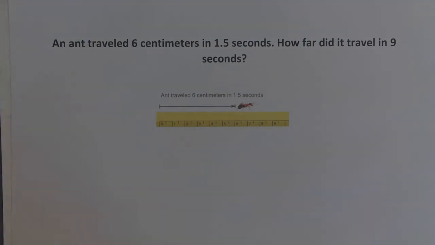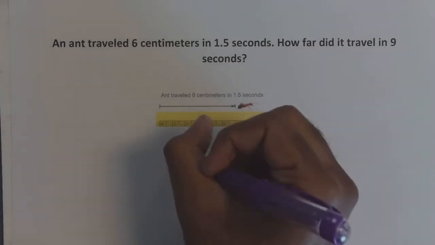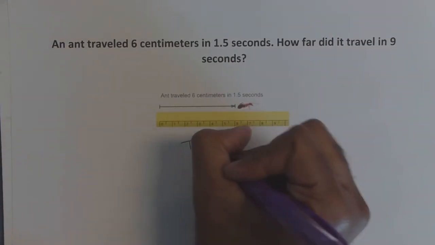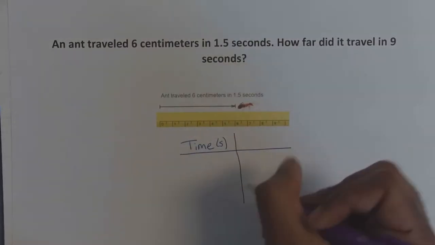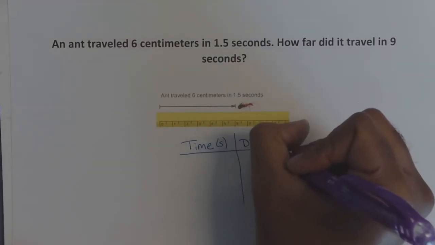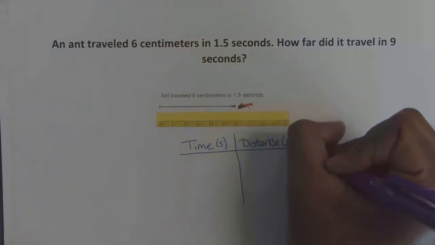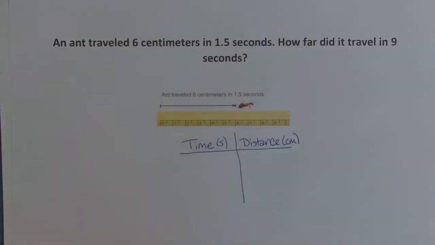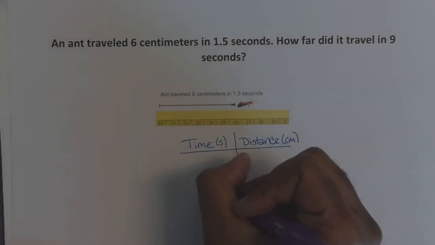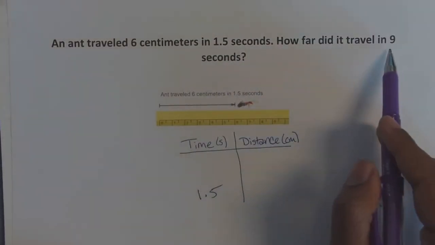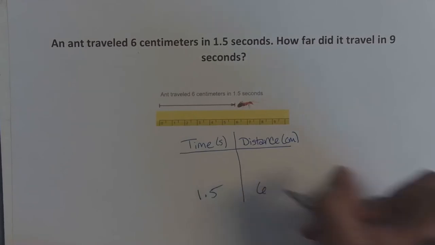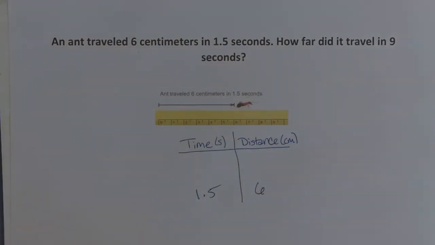So build your table on your paper as I write mine down. So I know I have my time, which is in seconds. And I have my distance, which is in centimeters. So I know from my problem, the ant traveled 1.5 seconds and 6 centimeters. So now how can I figure out my unit rate?